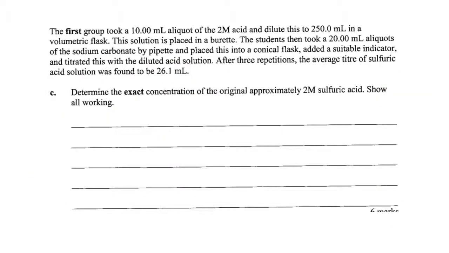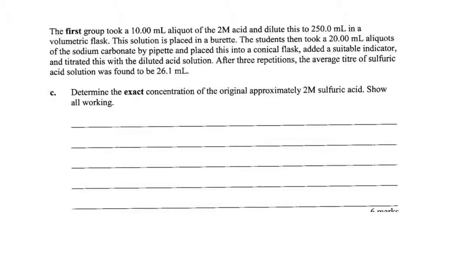Okay, so the first group took a 10 ml aliquot of the 2 molar acid and diluted this to 250 ml in a volumetric flask. It's placed in a burette. That's really odd. Okay, so this might be a question later on, but normally you would put your standard in the burette and you would put your unknown in the conical flask. So this is a little bit weird already.